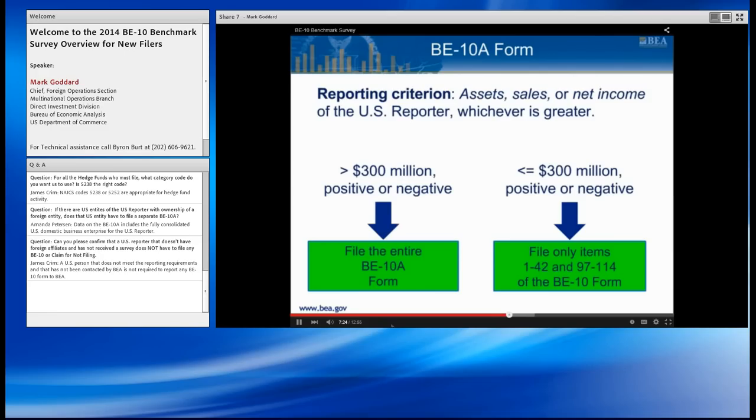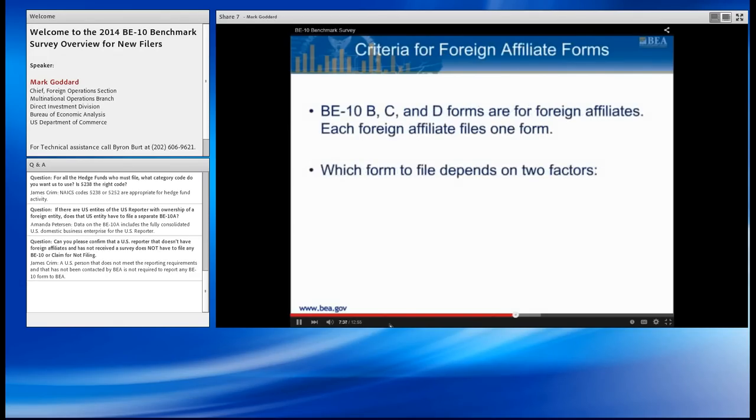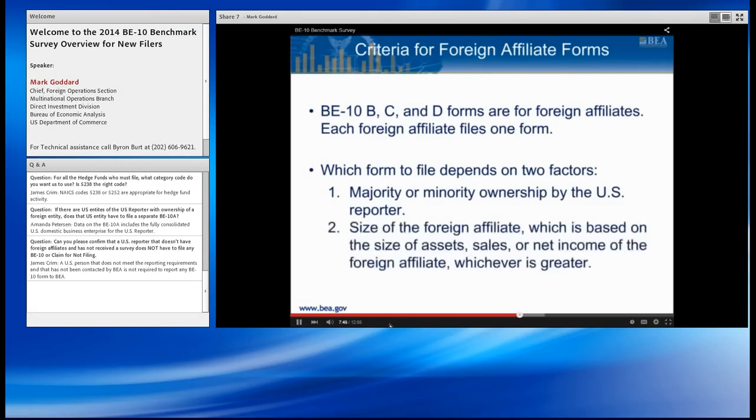The BE10 B, C, and D forms are all for foreign affiliates. Each foreign affiliate files one form. Which form to file for each foreign affiliate depends on two factors. 1. Majority or minority ownership by the U.S. reporter, and 2. The size of the foreign affiliate, which is based on the size of assets, sales, or net income of the foreign affiliate, whichever is greater.